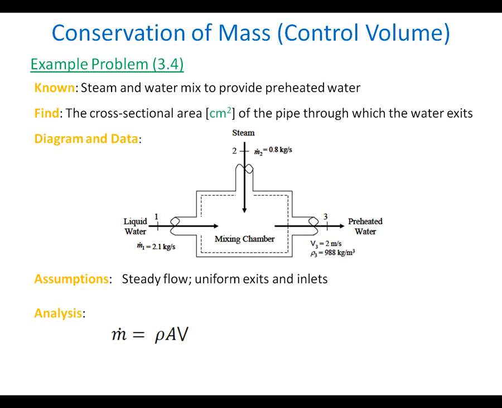Okay, so at 1 and 2, we can apply that equation as well. The other thing, so we have density, we have velocity, but we don't have the mass flow rate. So the other thing we're going to have to use to solve this is our conservation of mass, which is the sum of the mass flow rates coming into the system, which is the mixing chamber. You can see the dotted line is drawn around the mixing chamber, is equal to the sum of the mass flow rates exiting. So with these two equations, we should be able to solve this problem.